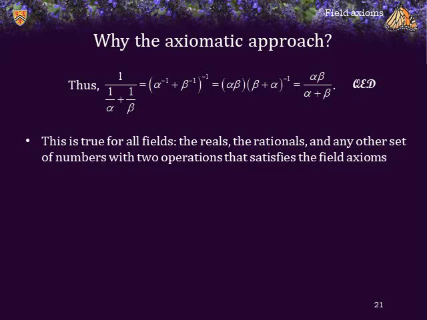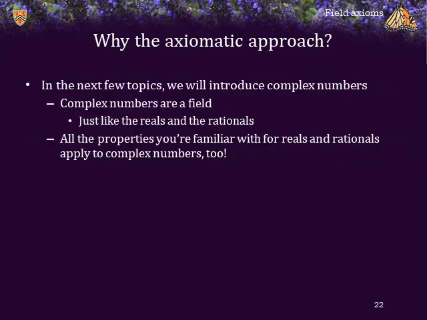This is true for all fields, the reals, the rationals, and any other set of numbers with two operations that satisfy the field axioms. Specifically, all of this also still applies for complex numbers. Thus, in the next few topics, we're going to introduce complex numbers. We're going to see that complex numbers are a field, just like the reals and the rational numbers. Therefore, all the properties you're familiar with for real numbers and rational numbers apply to complex numbers too. This is going to make your undergraduate career a lot easier if you remember this very simple fact about how complex numbers will work.